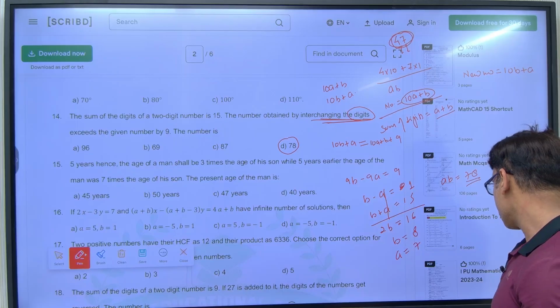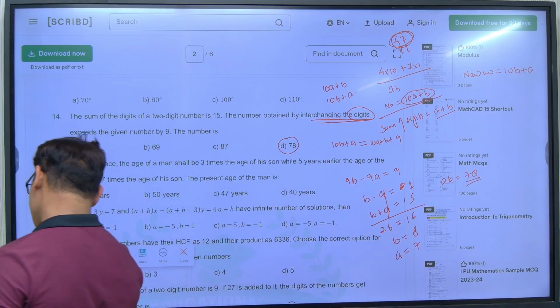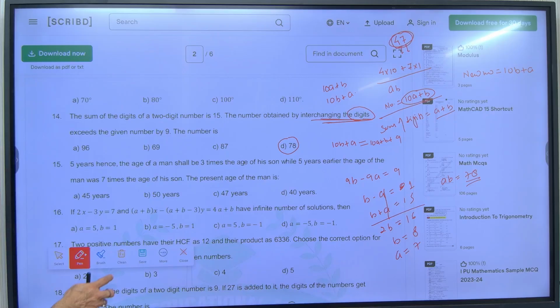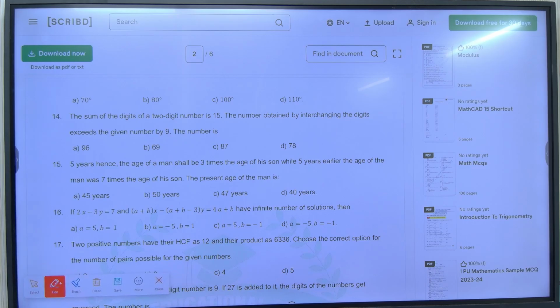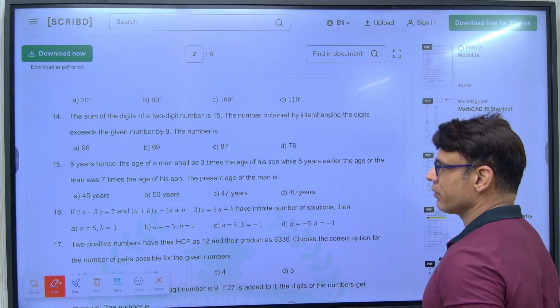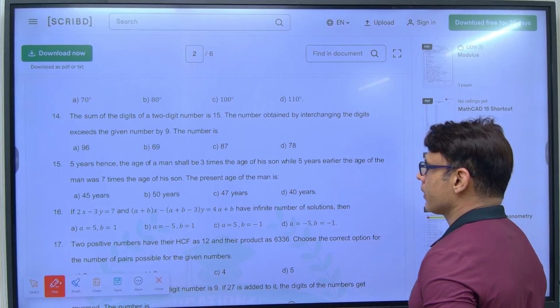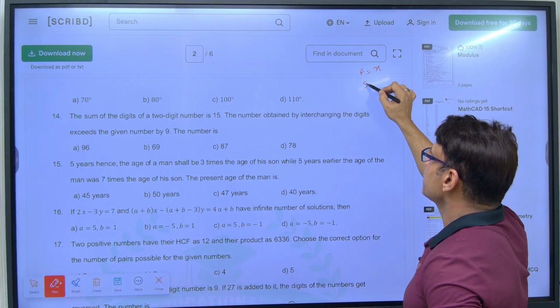Second, the 15th one. Now this is an age problem. Slightly complex, right? Can the father's age ever come out less than the son's? So let me take this problem. 5 years hence, that means from today, 5 years hence, the age of a man shall be 3 times the age of his son, while 5 years earlier from the present age, the age of the man was 7 times the age of his son. Let's take it one by one. Let's say the present age of the father is X and the son is Y.